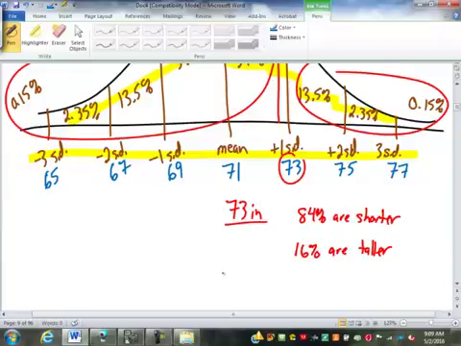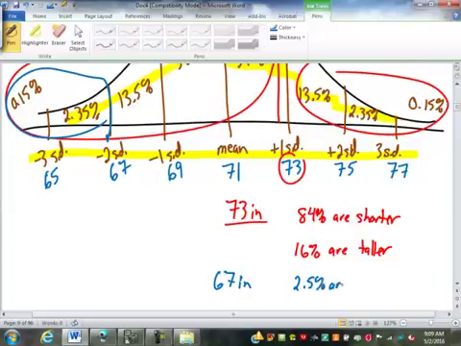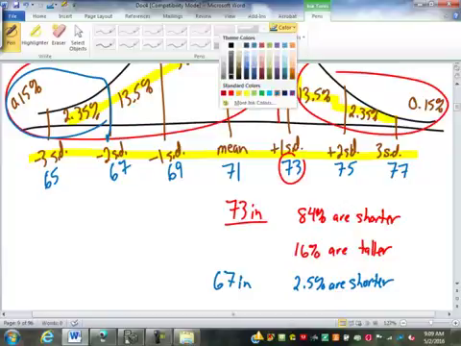Let's say you are 67 inches tall. Well, here's 67 right here. What that's saying is only 2.5% are shorter than you. And of course, if you added up the other ones, that ends up being 97.5% are taller than you. Does that make sense? I have a question.